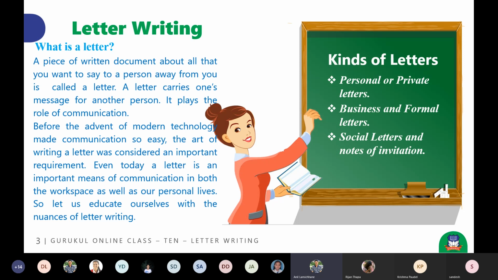So in the past it was one of the major ways of communication, before the advent of modern technology made communication so easy. Before this, the art of writing letters was considered an important requirement for communication. So even today, a letter is an important means of communication in both the workplace as well as our personal lives.